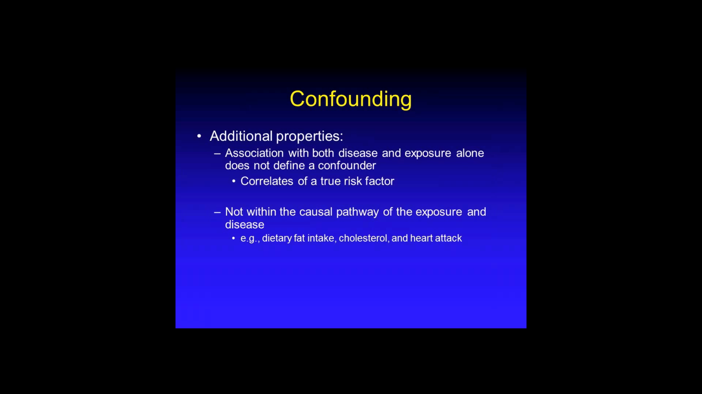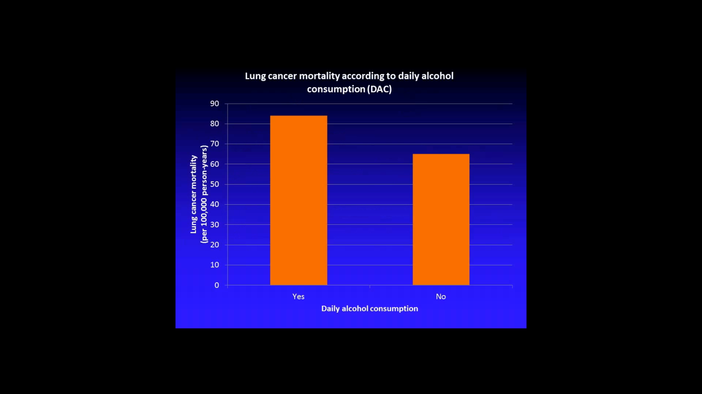Now I'll say right here that, as an additional property, it must not be within the causal pathway of the exposure and the outcome. So for example, if we're looking at the association between dietary fat intake and heart attack, we can't adjust for cholesterol, because dietary fat intake is what leads to the buildup of cholesterol in the arteries, which then leads to atherosclerosis, which then leads eventually to a heart attack. So if we were to adjust for cholesterol level, what are we essentially adjusting for? Dietary fat intake. By doing so, we will observe no association whatsoever. So it must be associated with the exposure, must be associated with the outcome, and must not be within the causal pathway or the biological mechanism of the exposure and the outcome.